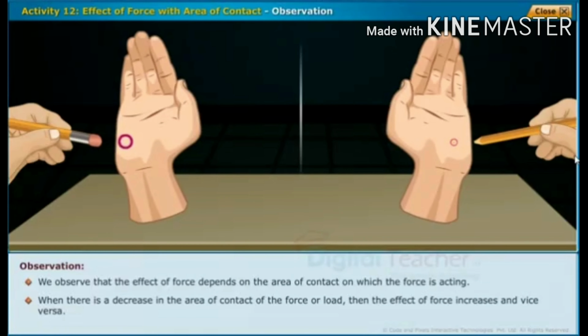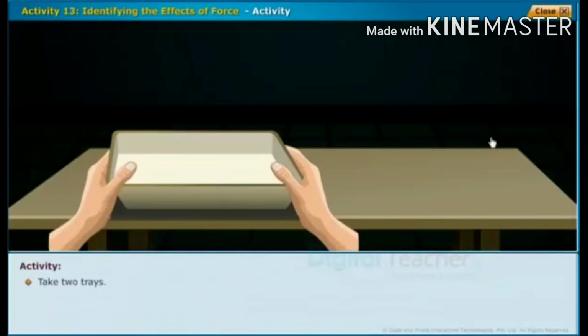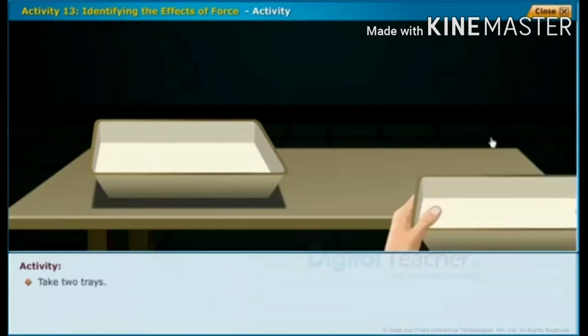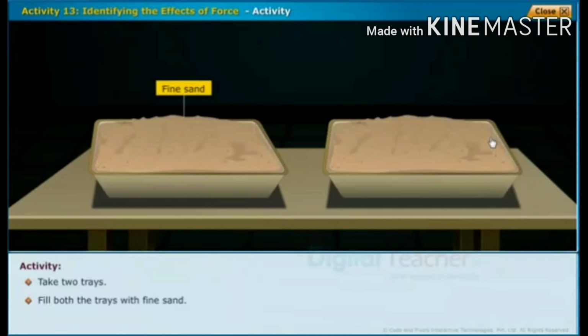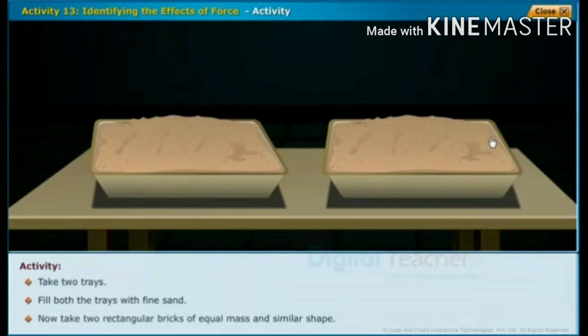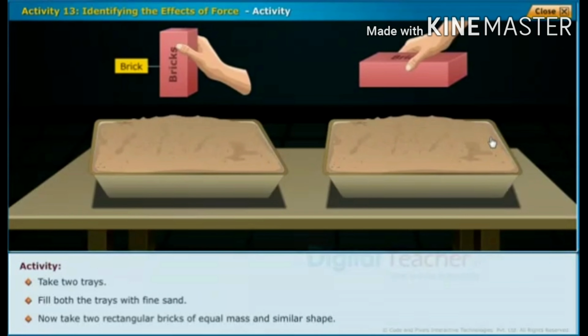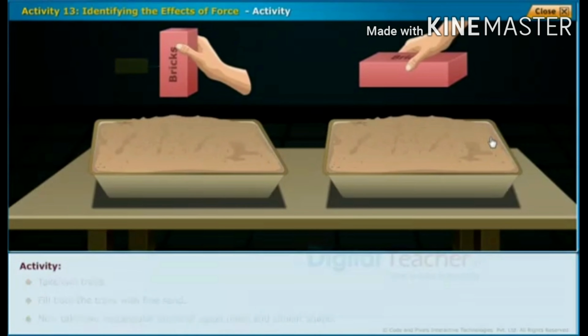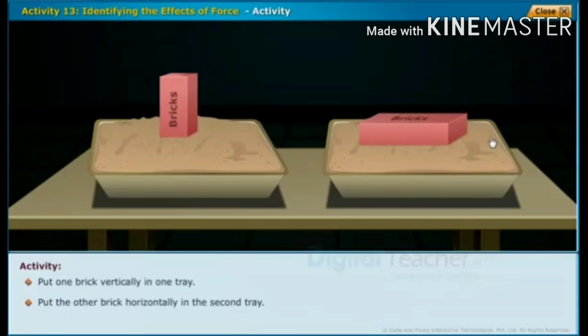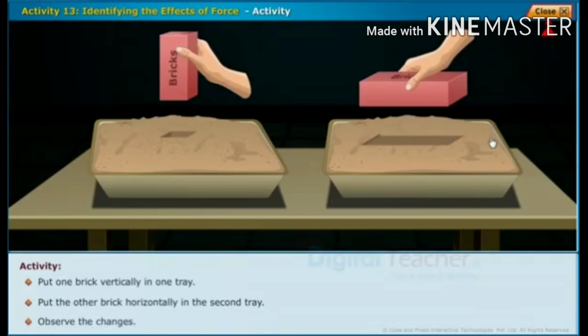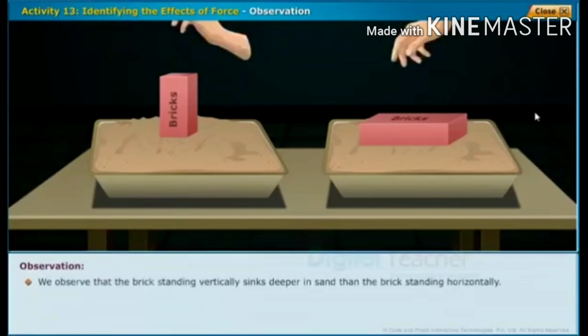Let us perform an activity to identify the effects of force. Take two trays. Fill both the trays with fine sand. Now take two rectangular bricks of equal mass and similar shape. That means thrust is the same because the weights of two equal masses are the same. So here thrust is the same. Put one brick vertically in one tray. Put the other brick horizontally in the second tray.